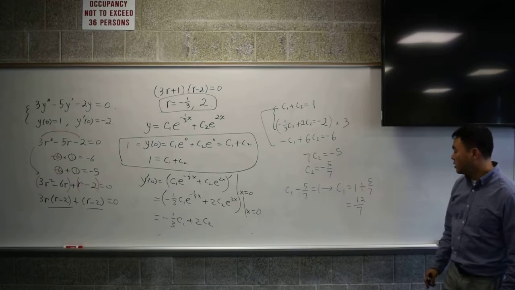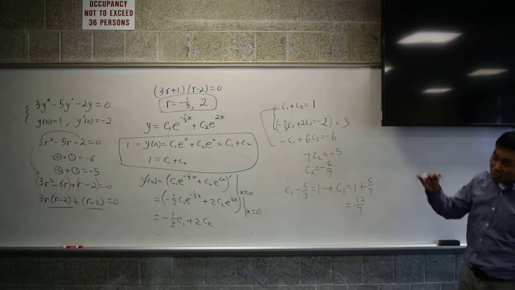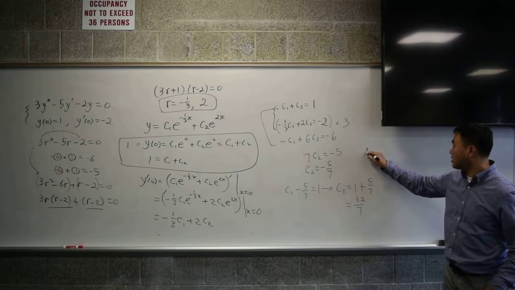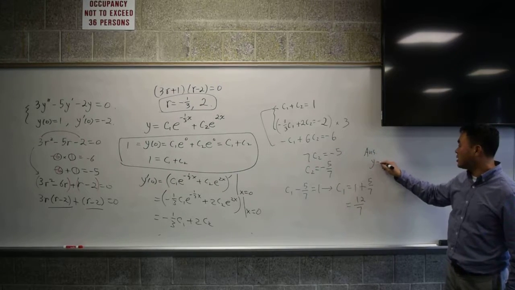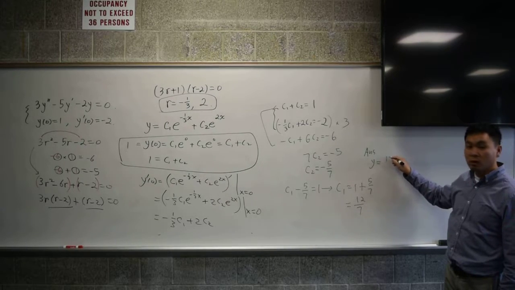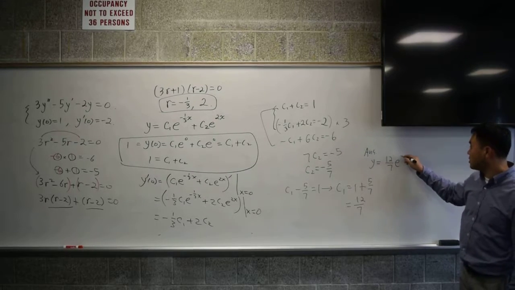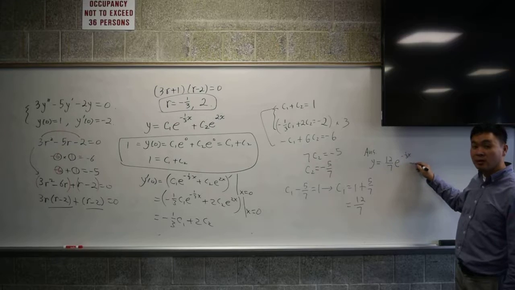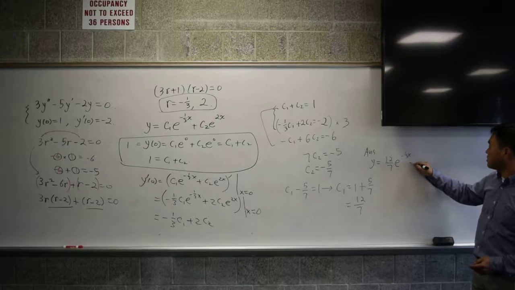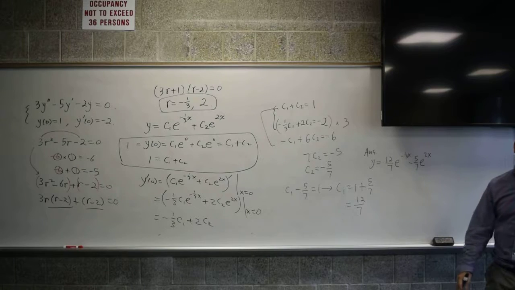Okay. Now you shouldn't stop here because those are just values of C1 and C2. We're looking for the solution of the original equation, right? So what's the final answer? Answer is y equals what? 12 over 7 e to the negative 1/3 x plus, or minus actually, minus 5 over 7 e to the 2x. So that's the final answer.